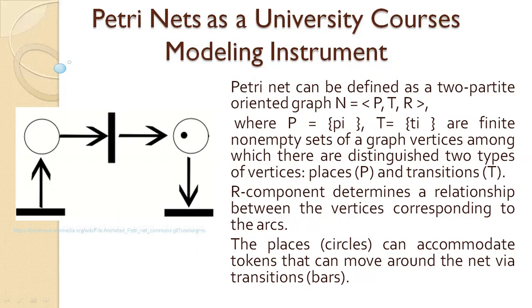Also, there are some tokens moving around the places. Places can accommodate tokens, and moving the tokens around the net can simulate the process in progress. The R component determines a relationship between the vertices corresponding to the arcs.